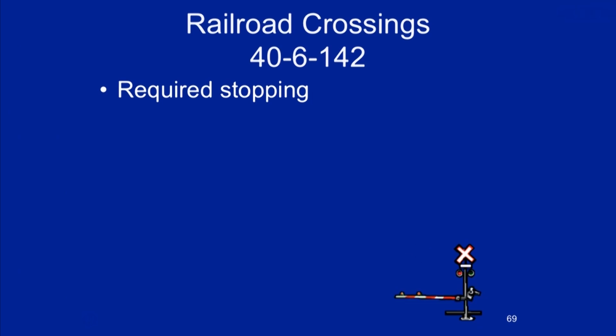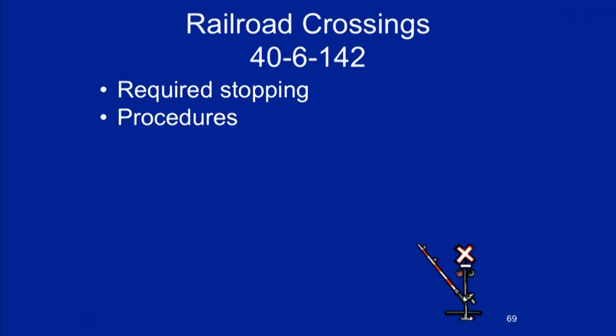Okay, let's talk about the law regarding railroad crossings. Railroads require school buses to stop at all railroad crossings, whether the bus has students on it or not. Simple way of putting this in the law. You are required to stop at all bus stops, whether you have students on the bus or not.